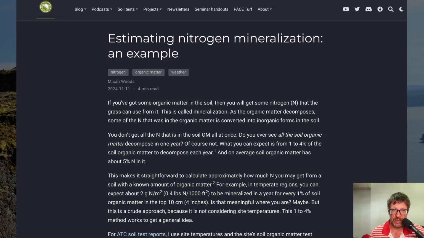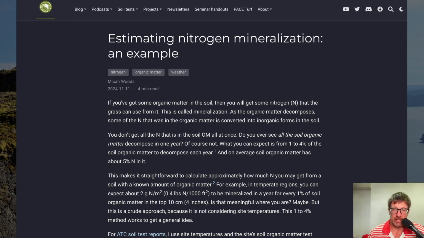In very cold places in the world, like Iceland, for example, or the northern parts of the Scandinavian countries, or the northern parts of Canada, in areas like that where the temperatures are cool, you won't have so much microbial activity for such a long time in the year. So you tend to have less decomposition. So you'll be closer to that 1% number that's the minimum value.